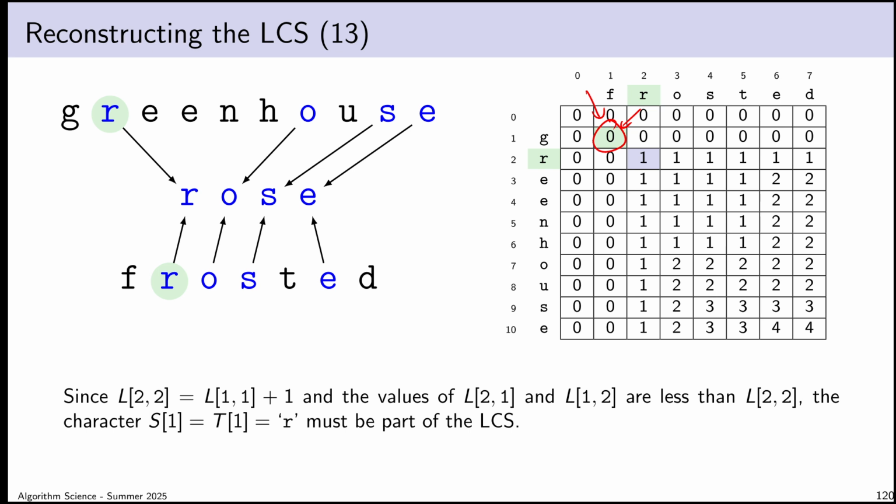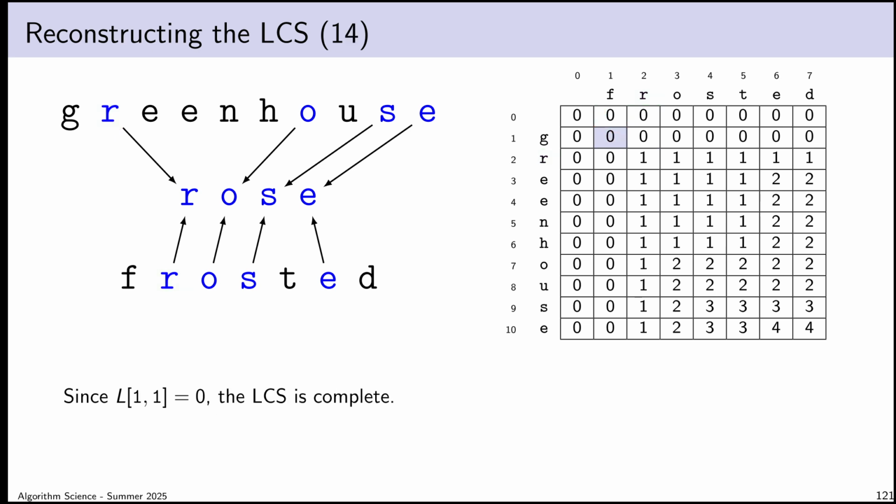Why bother going all the way back to a base case? I could do that. I could crawl all the way over to the left-hand side or the top of the matrix, but I don't need to, because I know that there are no more characters available in my longest common subsequence. So that means my LCS is now complete. Okay, so I found the word rose, which I already said was the longest common subsequence of those two words.